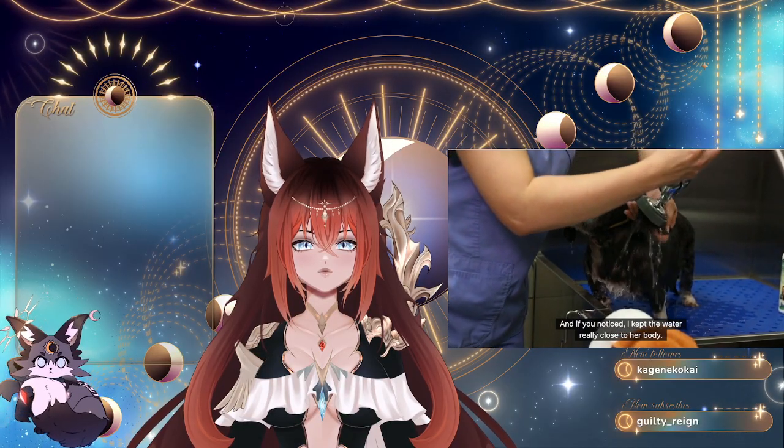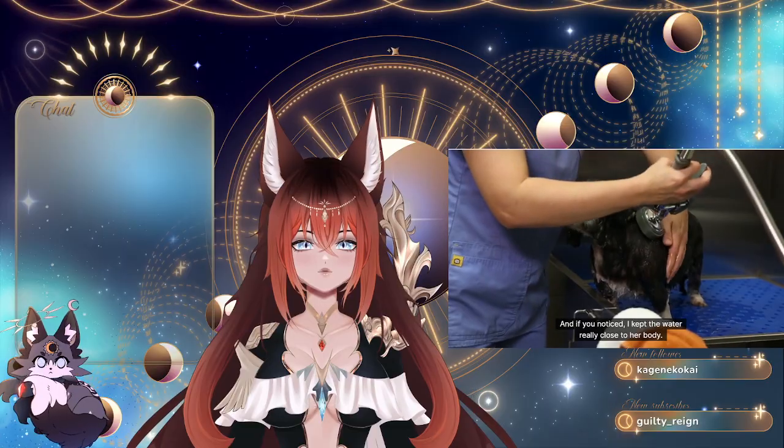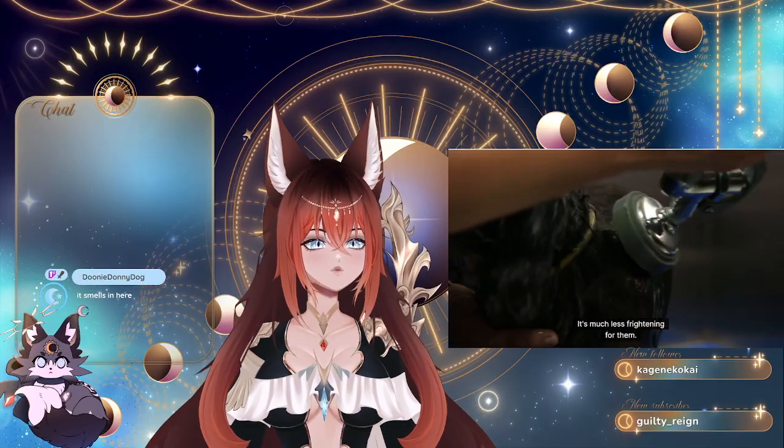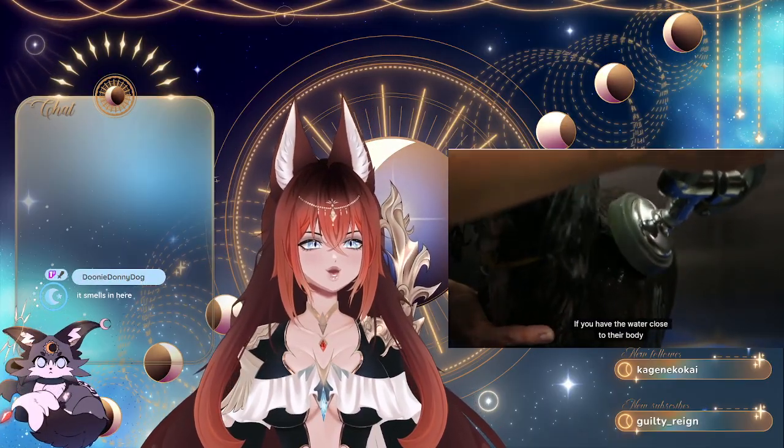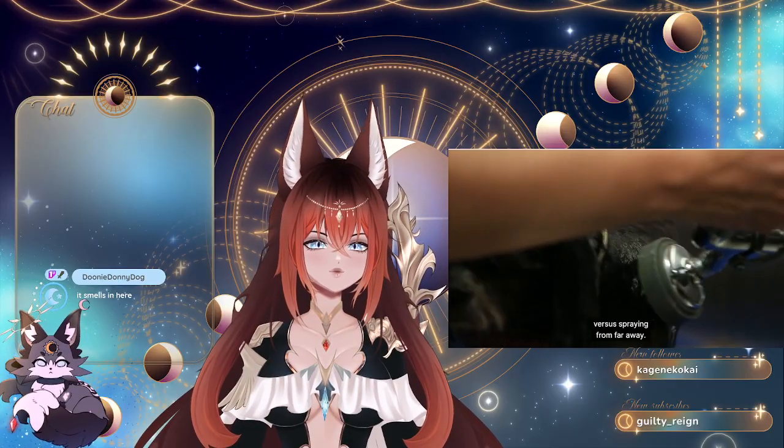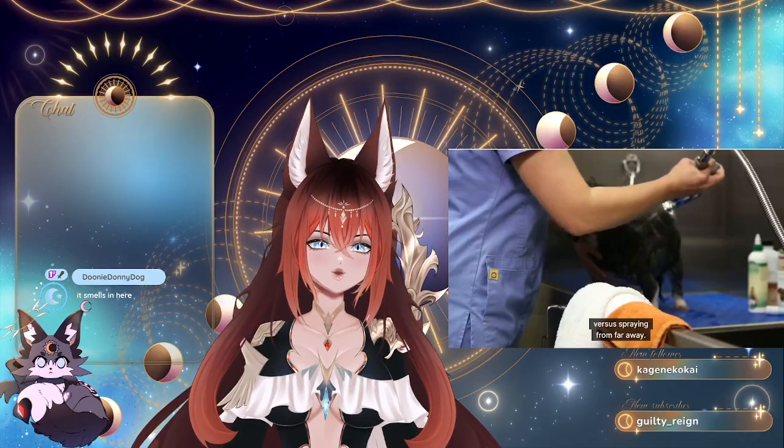And if you noticed, I kept the water really close to her body. It's much less frightening for them if you have the water close to their body versus spraying from far away.